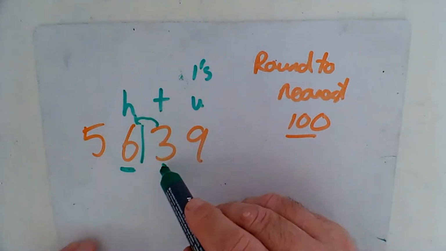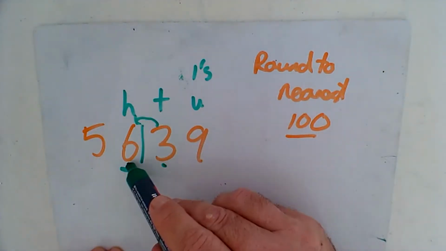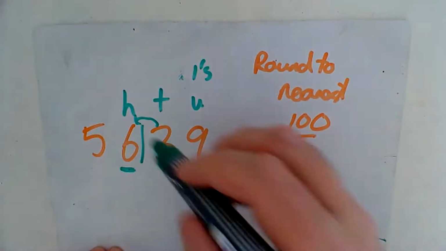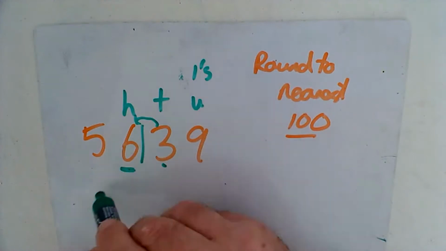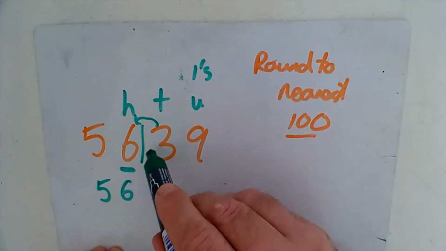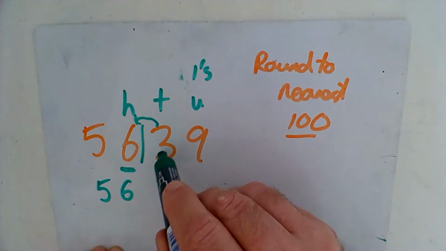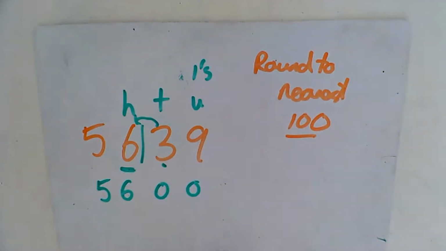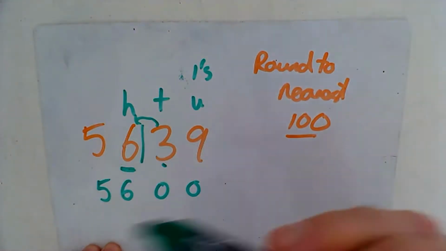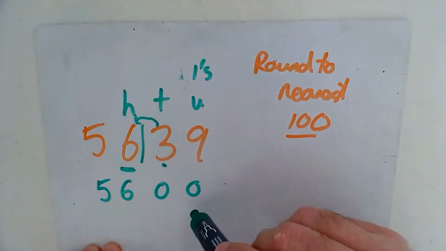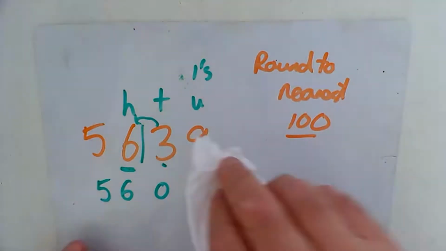Okay, so if it's 4 or below, it stays the same. If it's 5 or above, it rounds up. So this is 4 or below, so it stays the same. So these digits stay the same. Then every other digit to the right of it, turn it into zeros. Okay, I have to turn the rest into zeros. So 5,639 to the nearest 100 is 5,600. And really all the rules are exactly the same. So let's do it to the nearest 1,000.